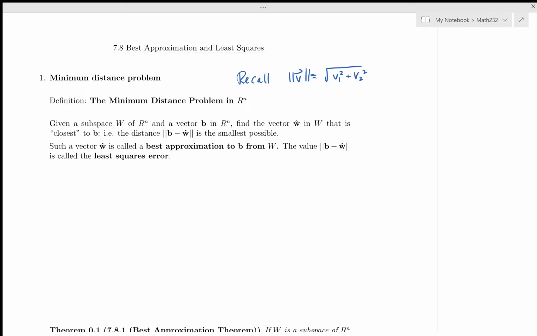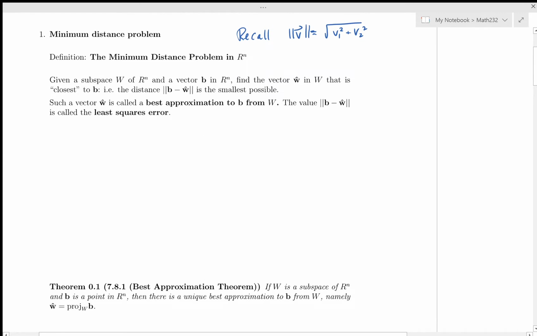If we have a subspace of Rn and a vector in Rn, we want to find the vector in the subspace that is closest to the vector that we chose. How do we say closest? The distance between the vector we choose in W and the given vector B is the smallest. Let me draw an R2 example so we can see what this means. That is called the norm of this vector. This here is the least squares error.